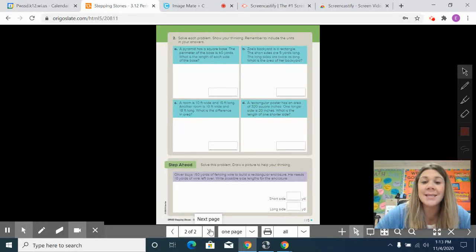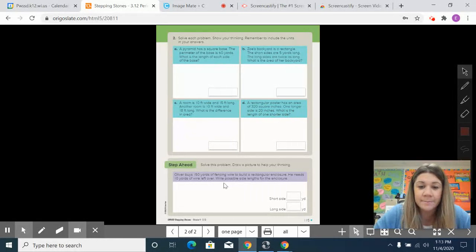Okay, it looks like these are more specific. They ask exactly what the area is or what the difference in area is or the length of a shorter side if they already give you the area. Use what you know about area and perimeter to help you solve that. Make sure you get rid of any extra information that you don't need.